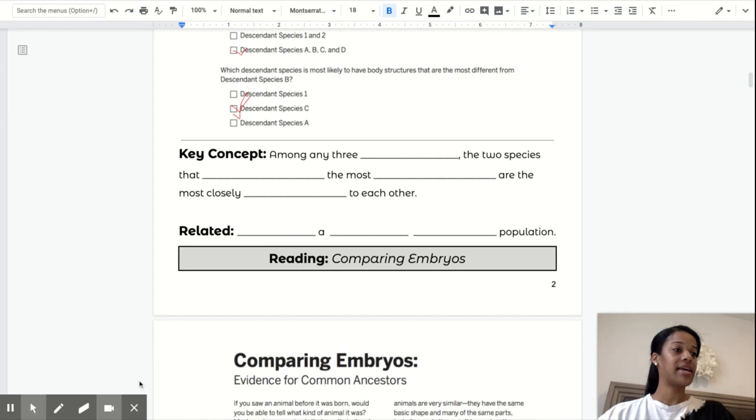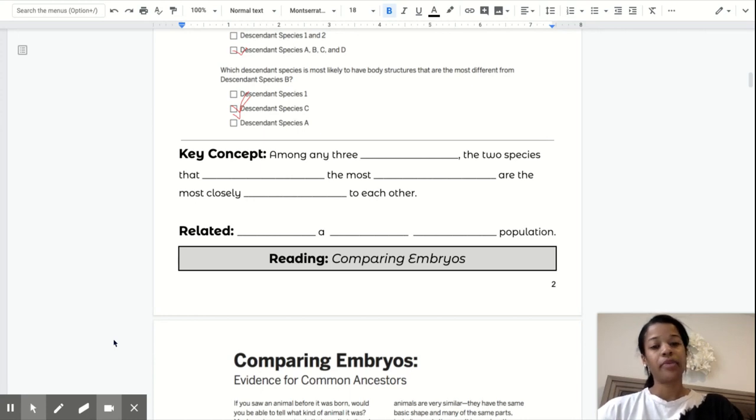Key concepts. Among any 3 descendants, the 2 species that share the most traits are the most closely related to each other. The 2 species that share the most traits are the most closely related to each other.